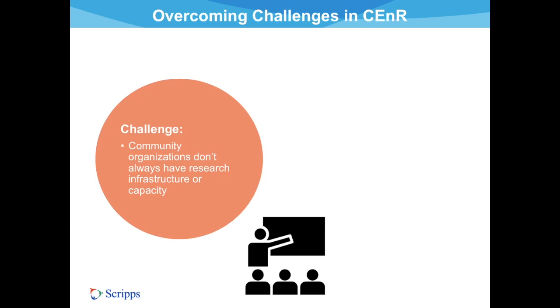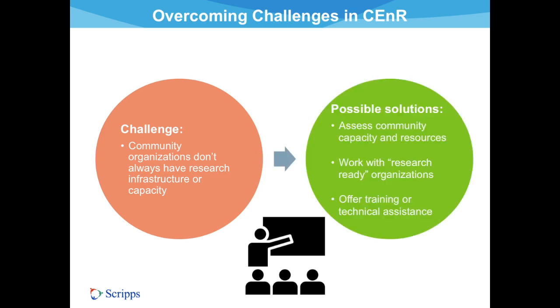Also, community organizations don't always have the infrastructure or capacity to conduct research, such as data analysis or technology. Assess the capacity the community organization has to conduct research early in the process. Understand that a resource differential may exist between researchers and the community, so it's important to recognize the different resources and strengths that each provides. We can work with organizations that are research-ready or offer training or technical assistance to clinics and organizations that may need capacity building and are willing to learn how to do research.